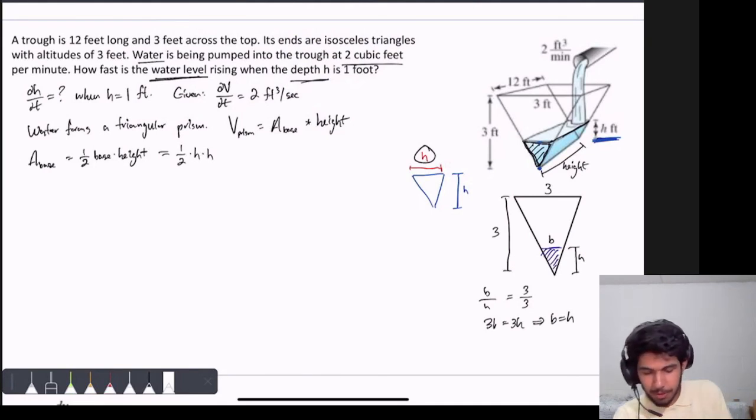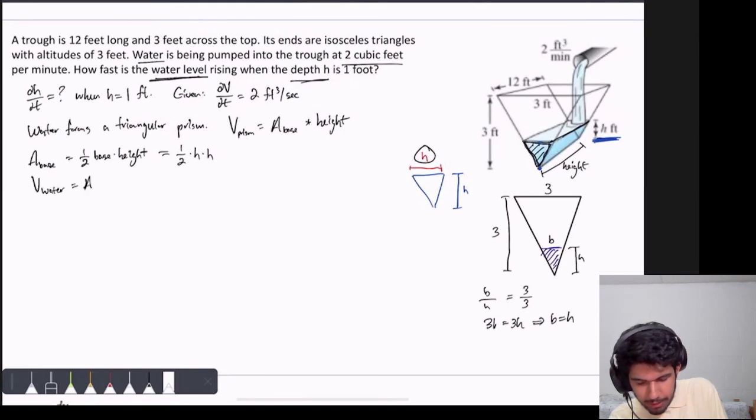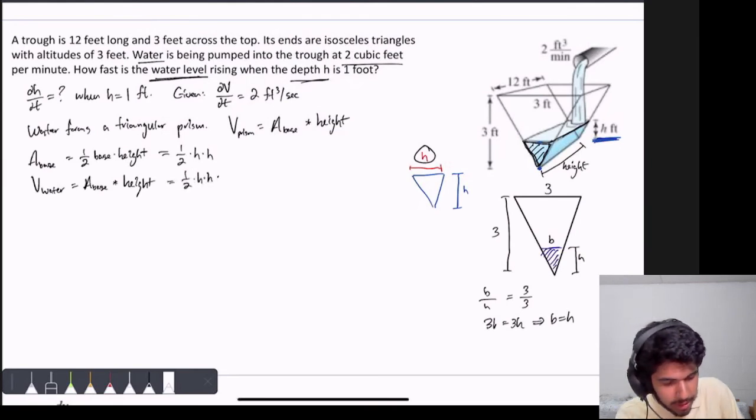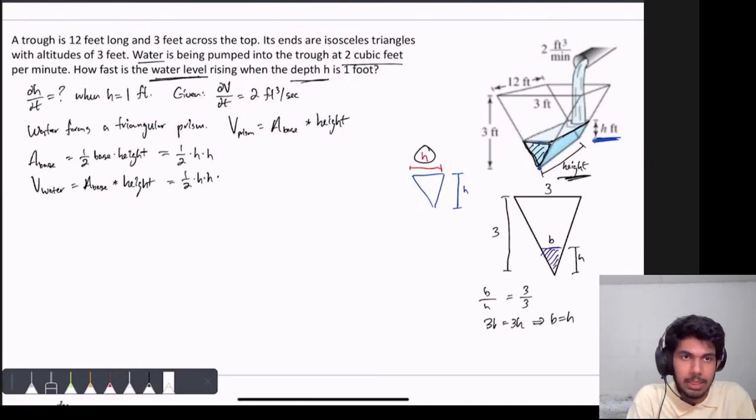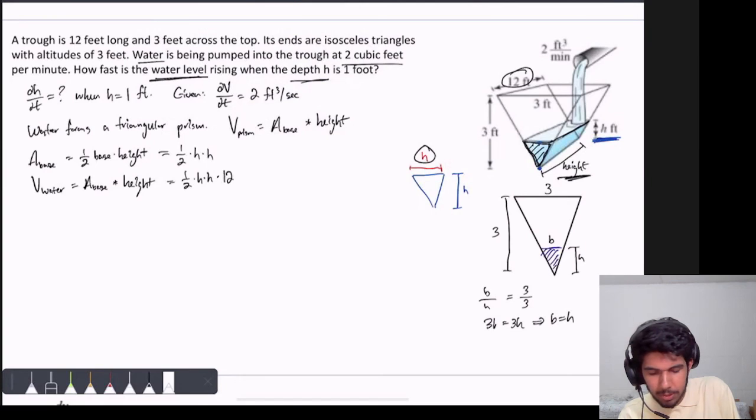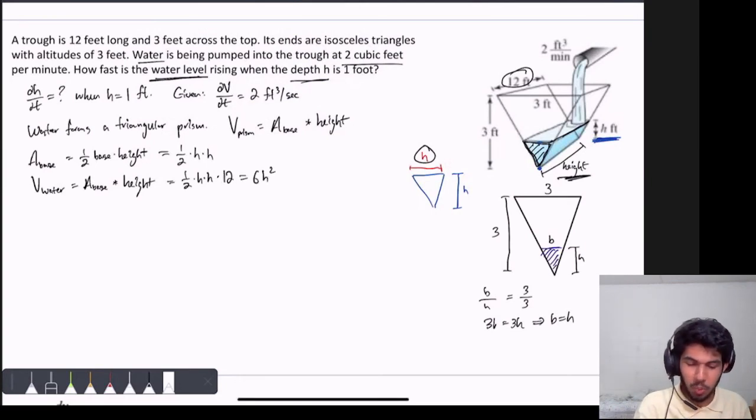Now we can compute the volume of the water. So volume of water equals area of base times height. And we computed the area of the base to be 1/2 times h squared. And the height, well, that's this thing here. And that stays the same the entire time because that's part of the tank that's holding the water. And that's that 12 feet given to us. So we multiply that by 12, and this just simplifies to 6h squared. So that is the volume of the water when the water is at height h.